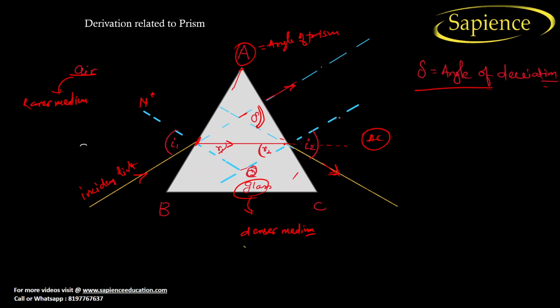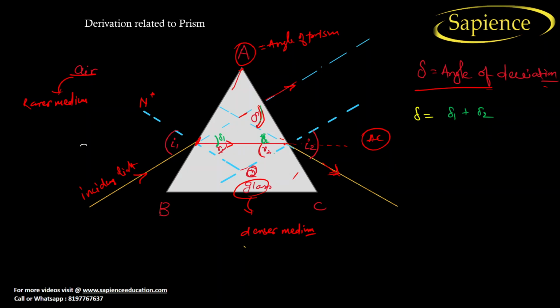Now we will consider how you will find the angle of deviation. The angle of deviation will be equal to the sum of these two opposite interior angles. Let us consider this as delta 1 and this is delta 2. The sum of the opposite interior angles is equal to the exterior angle. So delta is equal to delta 1 plus delta 2.